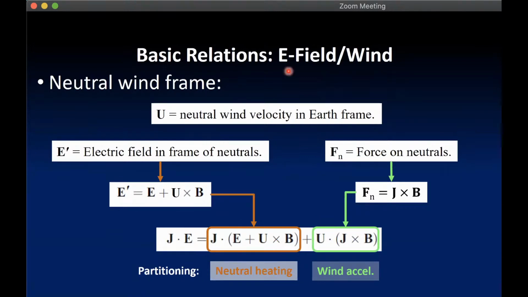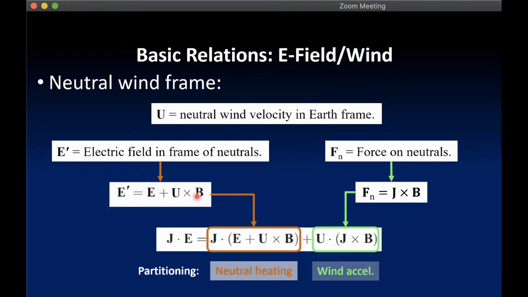The basic relations we want to talk about now are the neutral winds. You have to get into the neutral wind frame to work out the energetics, in terms of where the energy goes that's being dissipated in the volume that you've calculated with the Poynting flux. If your neutral wind velocity is capital U in the Earth frame, then you have to calculate this E prime, which is the electric field in the frame of the neutrals. You take the electric field in the Earth frame and add in the U cross B motional electric field. So the neutral wind frame electric field is E prime equals E plus U cross B.